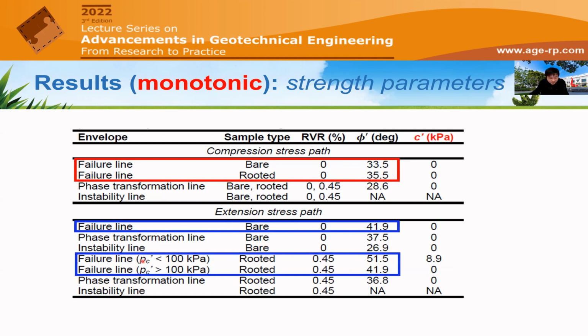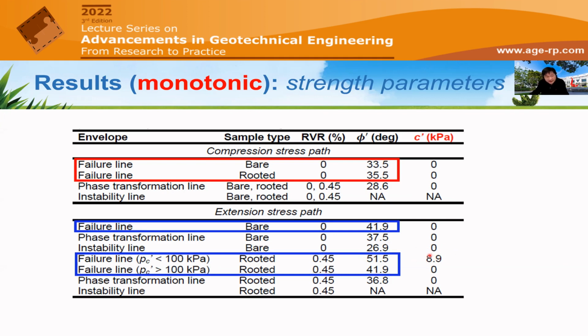And that happens for relatively low confining pressure. But if you look at the high confining pressure here, the friction angle is almost the same as the bare soil. So in other words, the failure envelope for the rooted soil in the extension path is nonlinear rather than linear. And the root works much harder in the soil to reinforce the soil at low confining pressure. Okay, that's the observation.